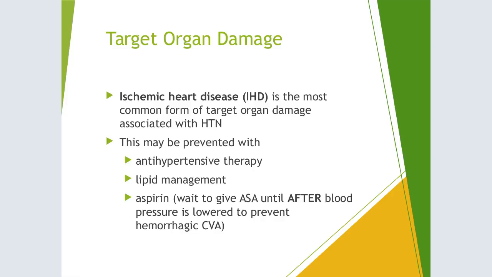Let's not give aspirin to that patient with a systolic of 200 and a diastolic of 110. Because when they have that little stroke from that little aneurysm that's brewing in their head, they're going to bleed pretty badly with that aspirin. So we don't want to give the aspirin until we get their blood pressure controlled. Then we add the aspirin therapy. So the best way to prevent ischemic heart disease related to hypertension is to control the hypertension, control the lipids, and then add the aspirin for prophylaxis.